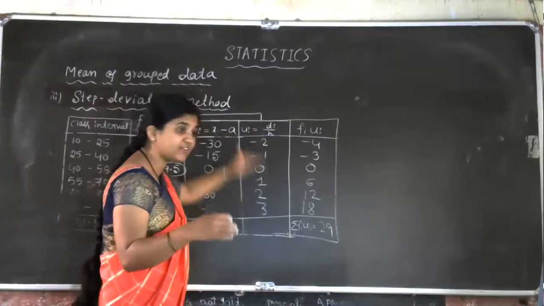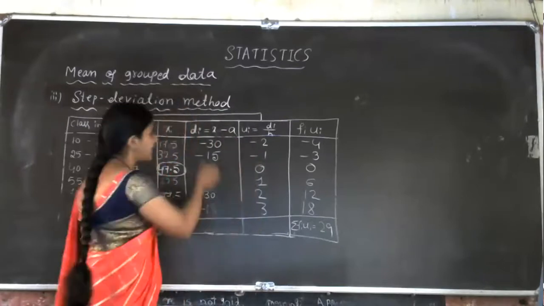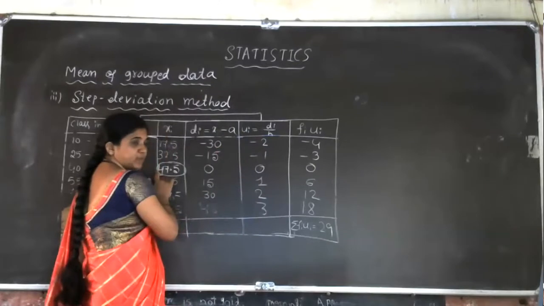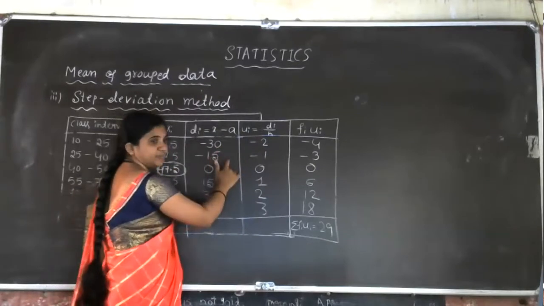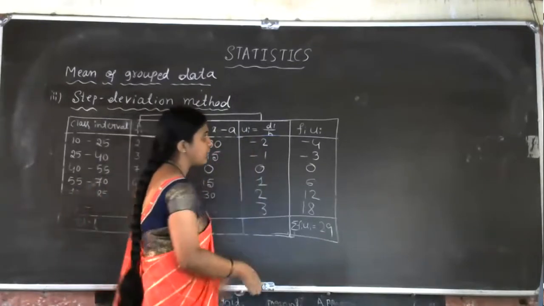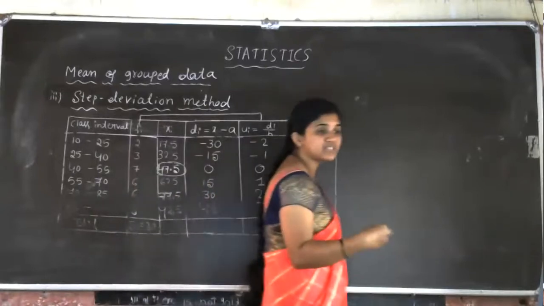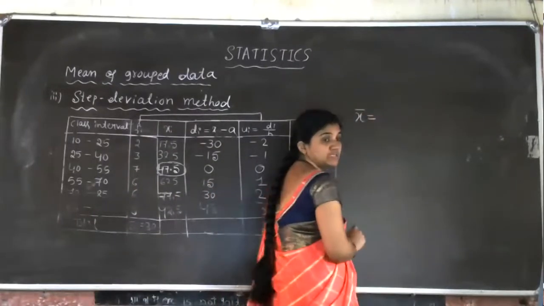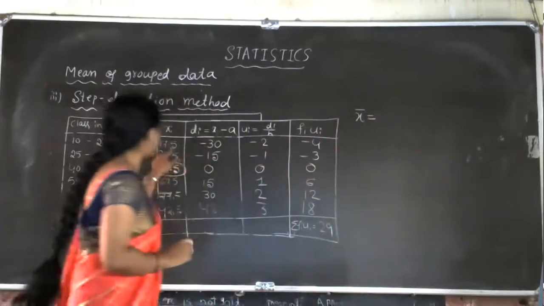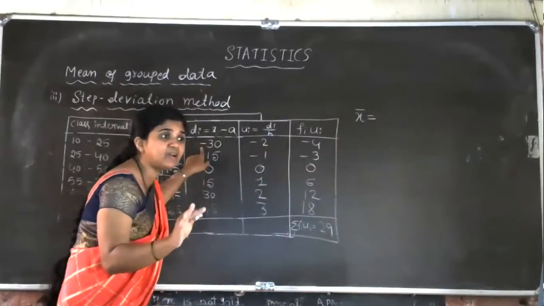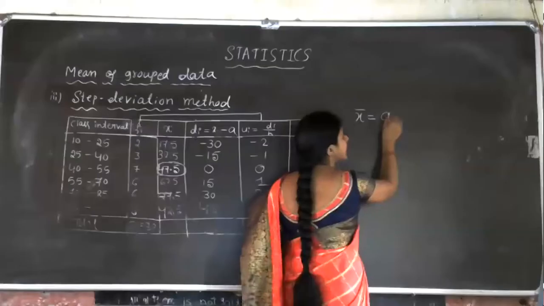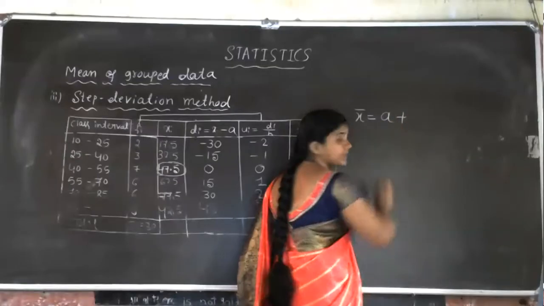Now here what we are doing? We are dividing one value from this observation. Here we are subtracting, here we are dividing. So then you got the ui column, fi ui. Now what is the mean formula actually? X bar, which is equal to mean, is equal to what we did here. Actually we subtracted one value, then we have to add that value now here. Yes, a plus.